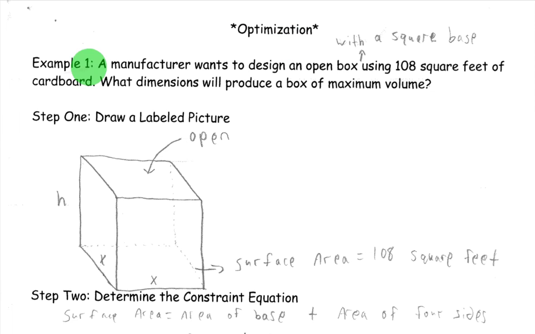So here's our question for example 1. A manufacturer wants to design an open box with a square base. So notice it's an open box, that's important. They want to use 108 square feet of cardboard. So this figure right here is surface area, okay? Now the box itself has volume once you use that square footage to make the box. What dimensions will produce a box of maximum volume?